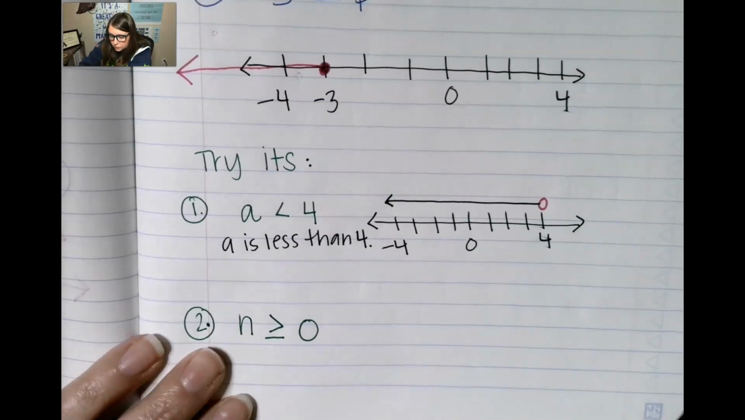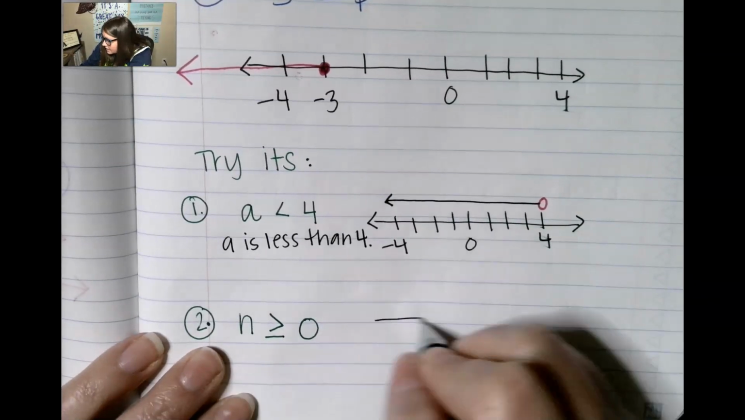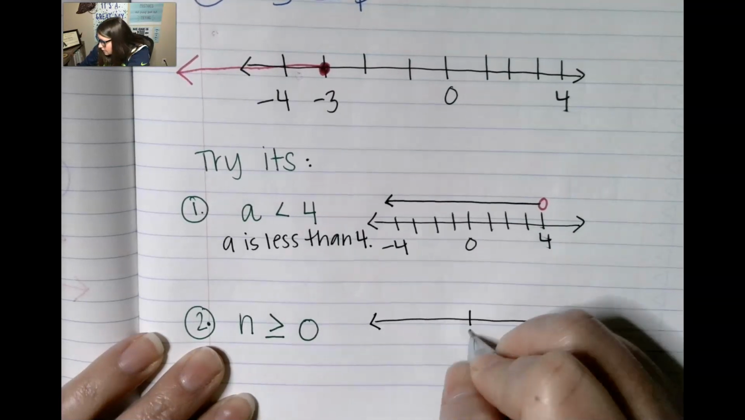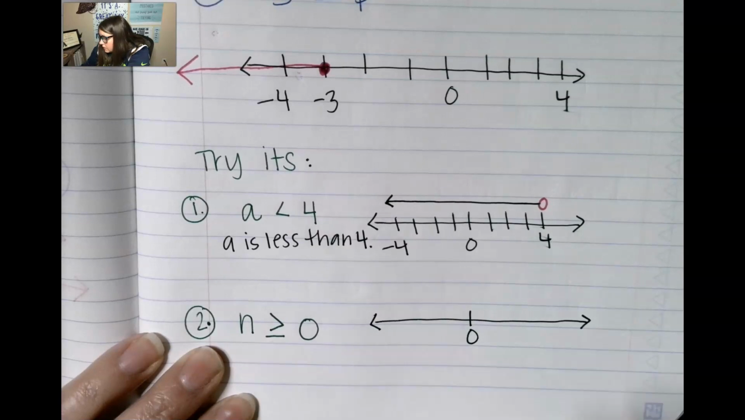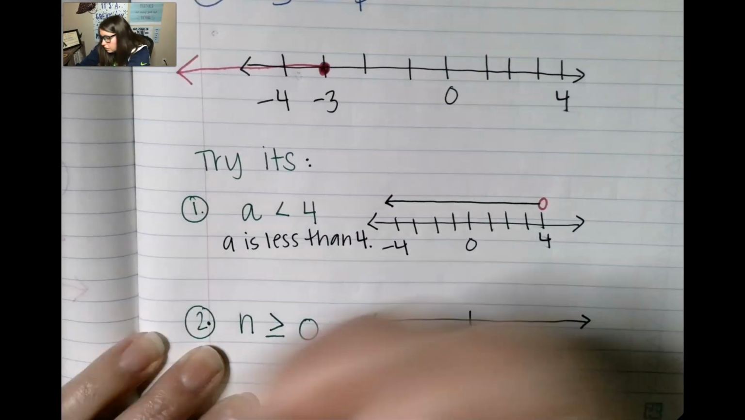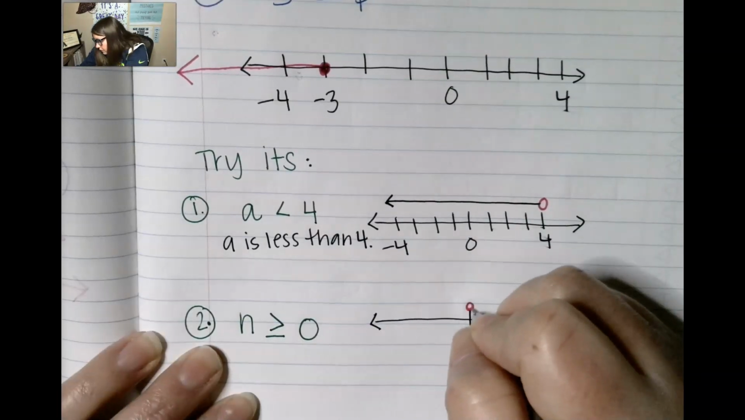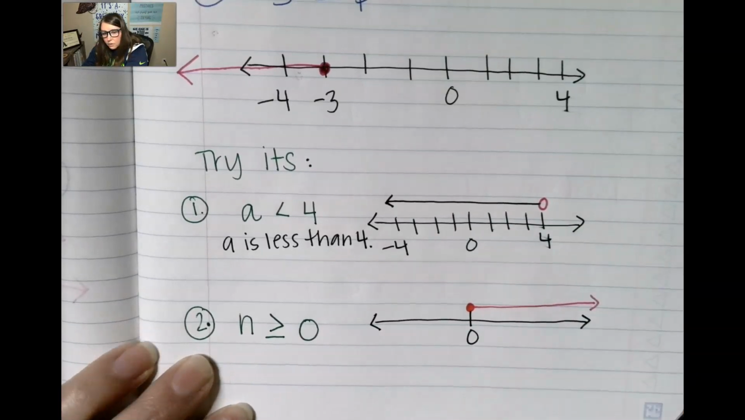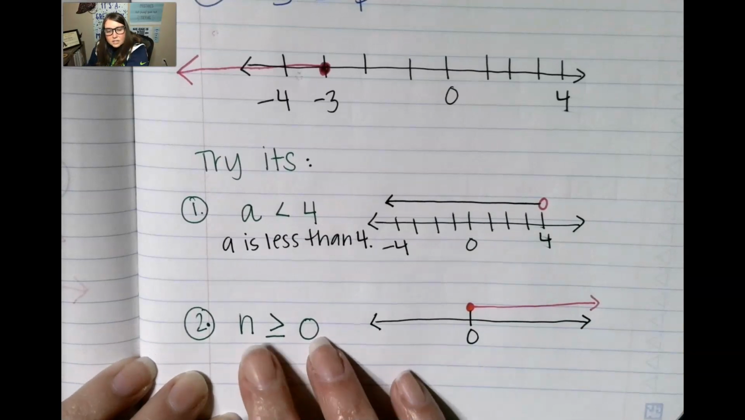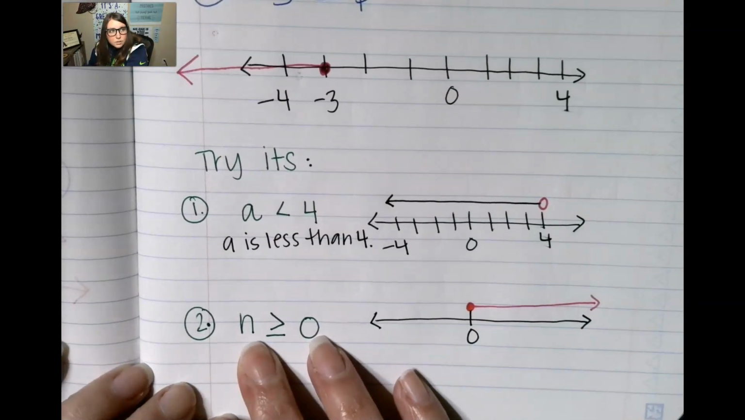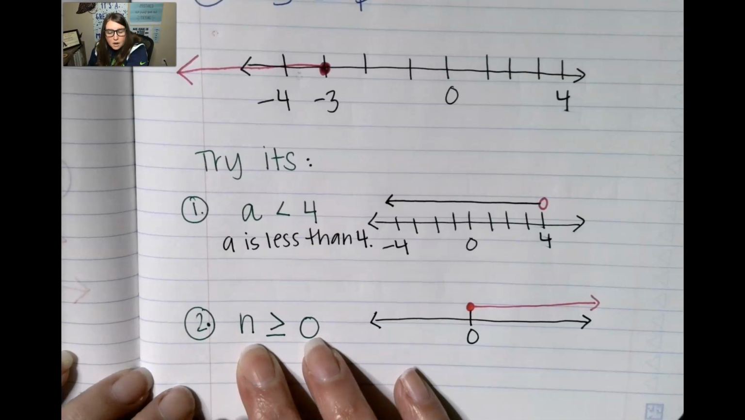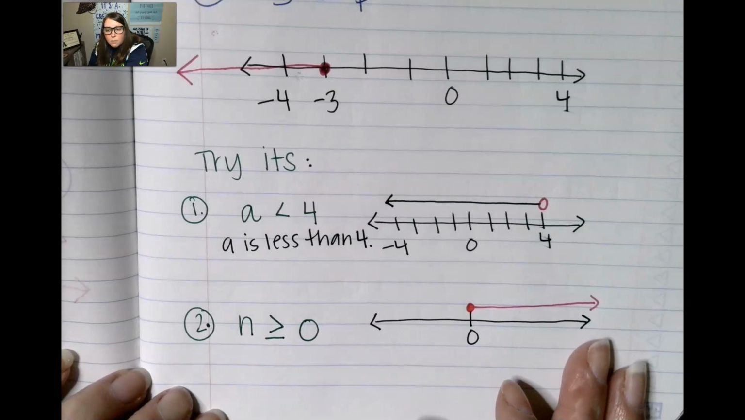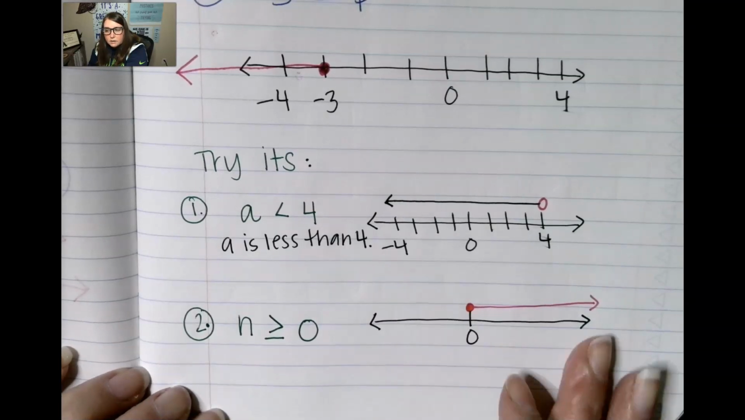All right, number 2. N is greater than or equal to 0. So yes, it includes 0. It includes 0 and everything bigger than 0. So the solutions to N could be 1, could be 2, could be 392. All of those solutions are greater than 0, so they equal a number line with a closed dot and greater than 0.